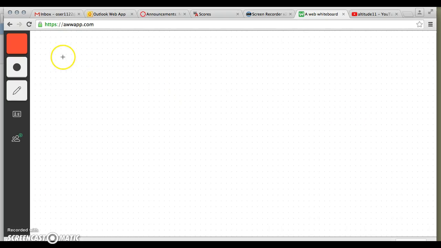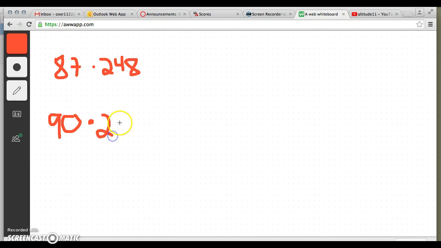So what we had was 87 times 248. And if we are going to estimate, we're going to front-end round. This number here becomes 90, times 248 becomes 200.